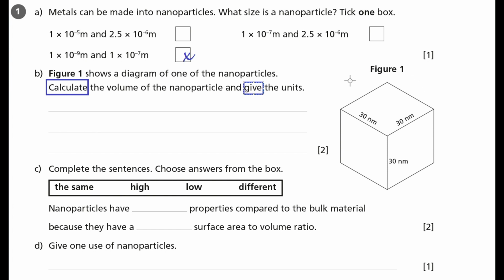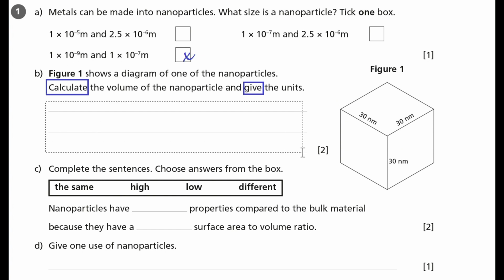So looking at figure 1, which is just here, it's a cube. So each length has the same value, and in this case, it's 30 nanometers. So to work out the area of the face, which would be a square, you do 30 times 30 nanometers. And then to do the volume of the whole cube, it's 30 times 30 times 30, which is 27,000 nanometers.